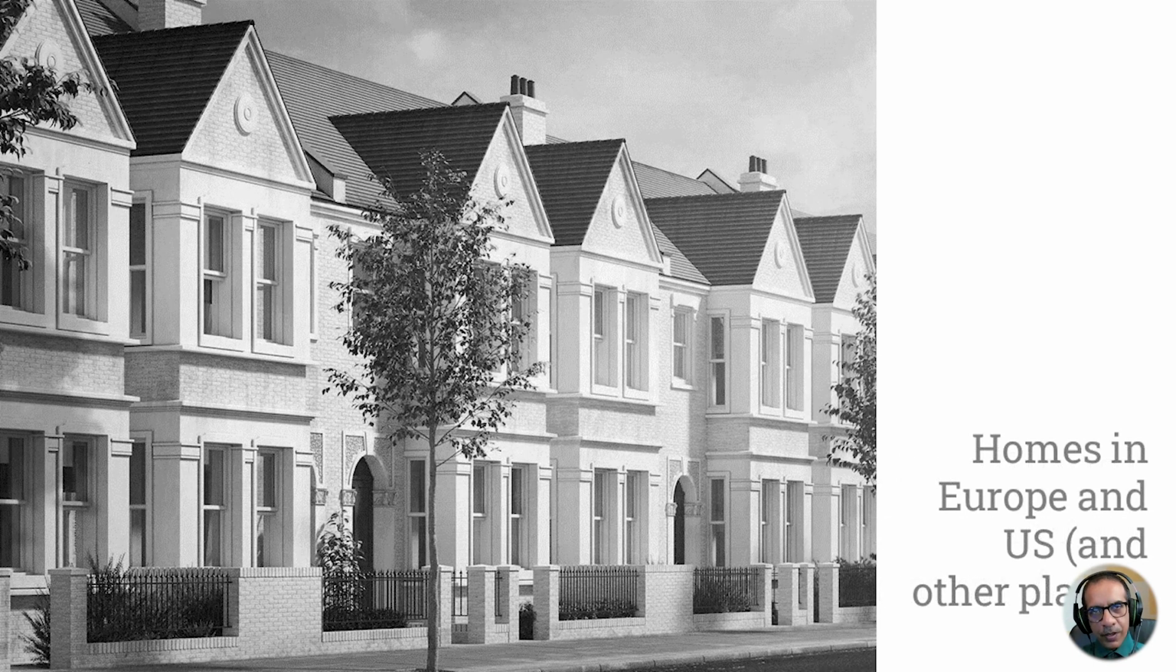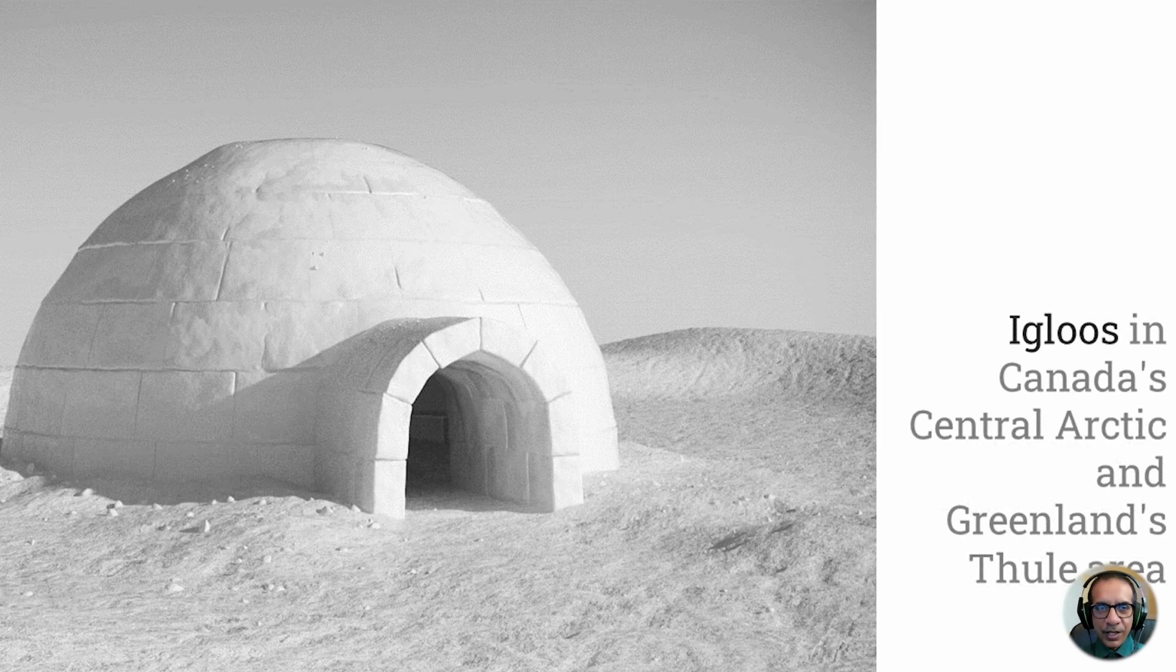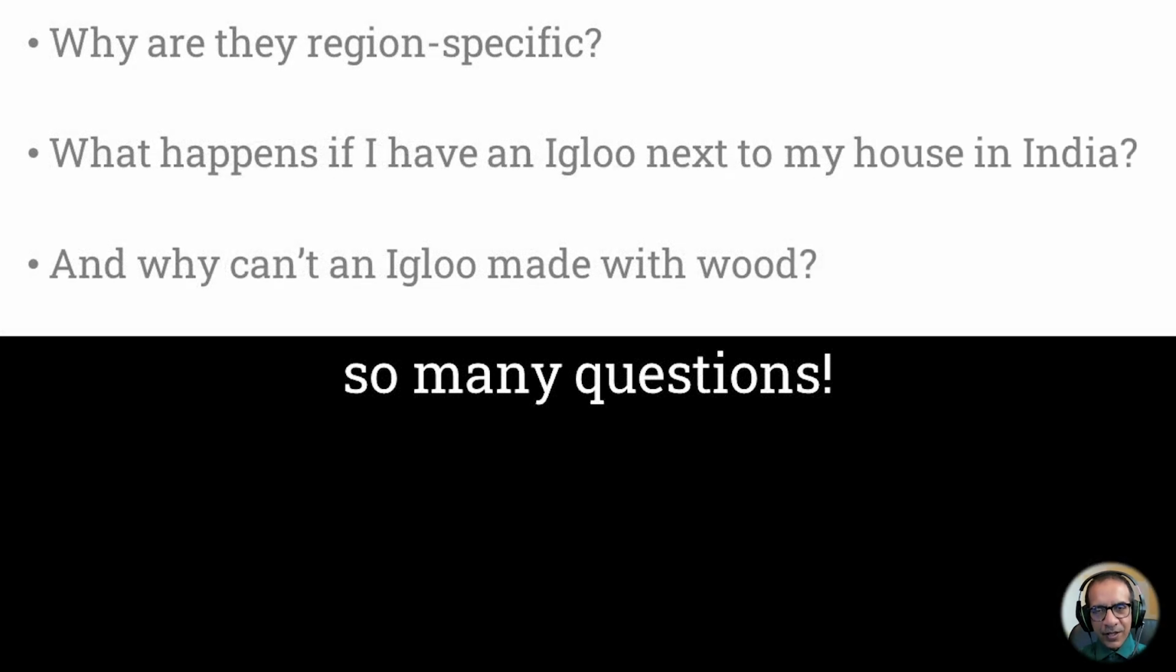Most homes in Europe and the US have rooftops which are slanted. They look nice, but there is also a purpose. As we know from our childhood, and unfortunately very few of us had the opportunity to witness it, this is an igloo. Why are they region specific? What happens if I have an igloo next to my house in India? And why can't an igloo be made with wood? We know it is made with ice.